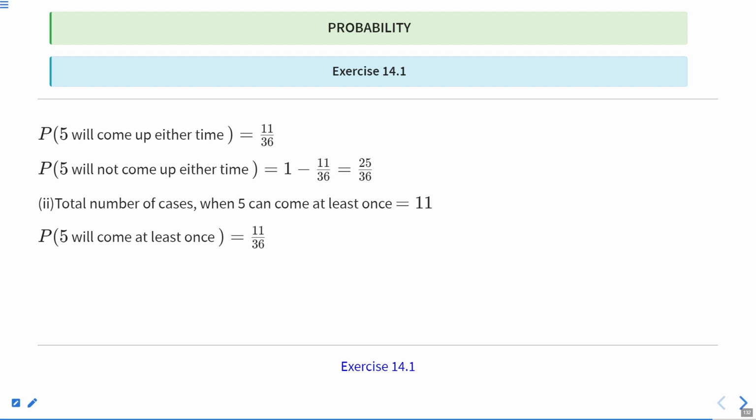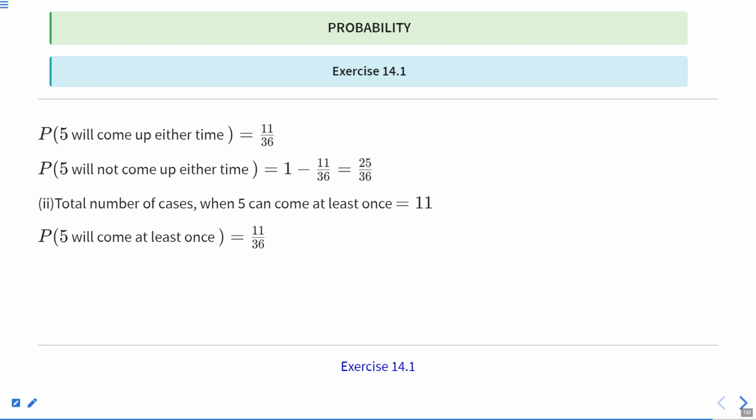Okay, and now probability 5 will not come up either time is equal to 1 minus probability of 5 will come up either time, that is equal to 1 minus 11 by 36, and this is equal to 25 by 36. Okay, so probability 5 will come up either time is equal to 11 by 36, and probability 5 will not come up either time is equal to 25 by 36.